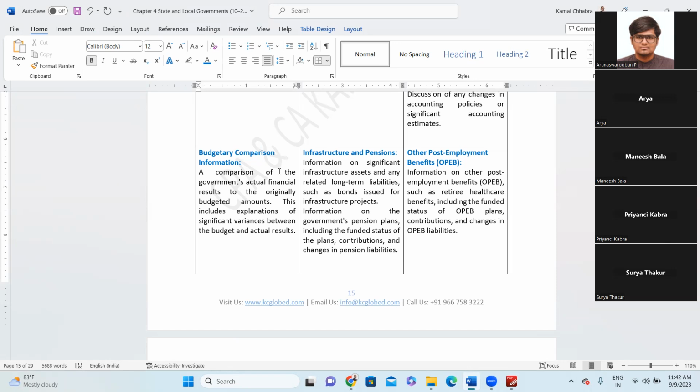This is not required for a normal company, or you can say a for-profit organization. This is only required for the governmental entity.